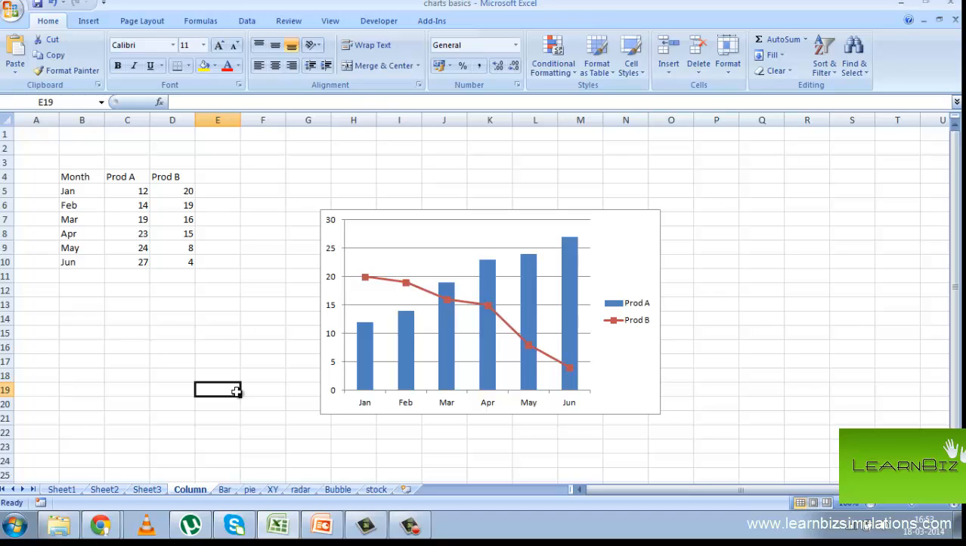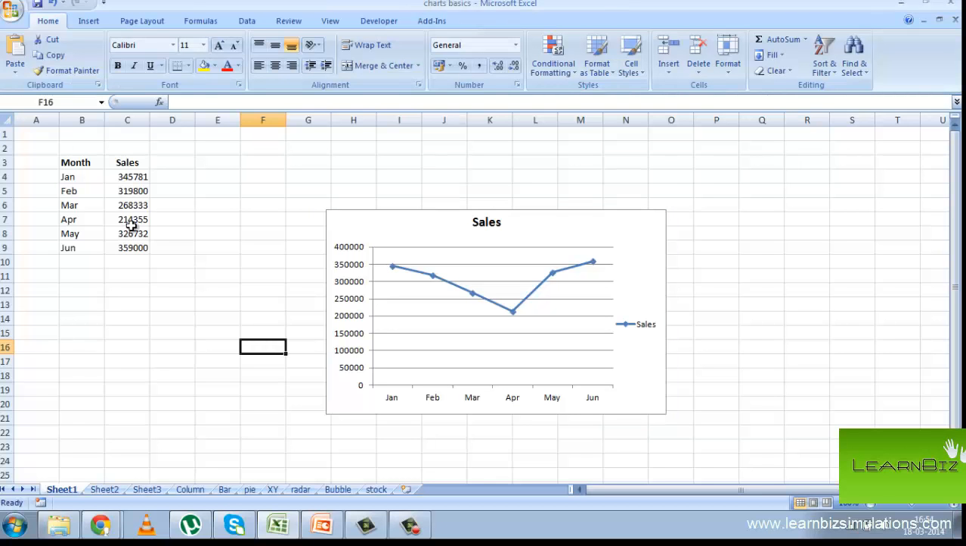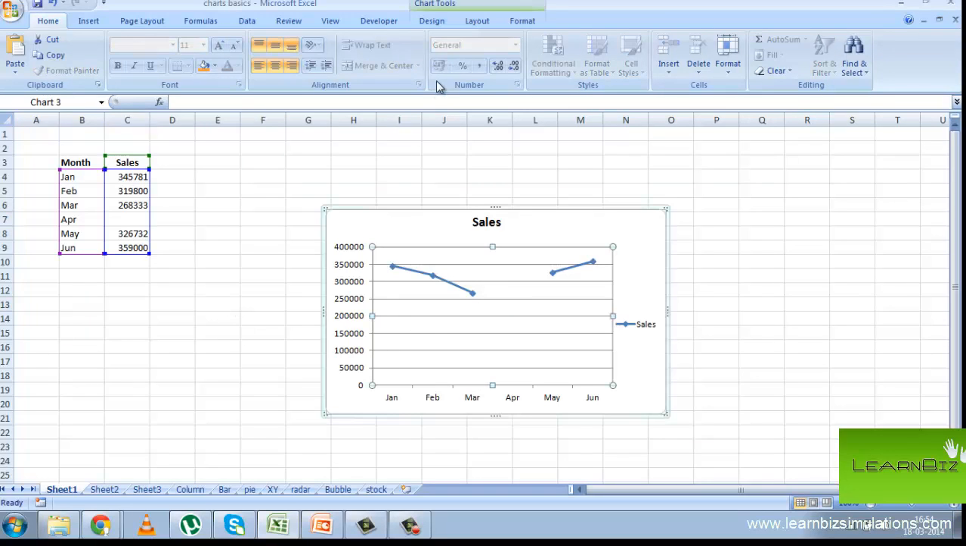Now we see how Excel handles missing data. There are three ways. First is gaps, that is, the missing data is simply ignored. Second is zero, the missing data is treated as a zero value. And third, it is interpolated. So let us remove the value for April month.